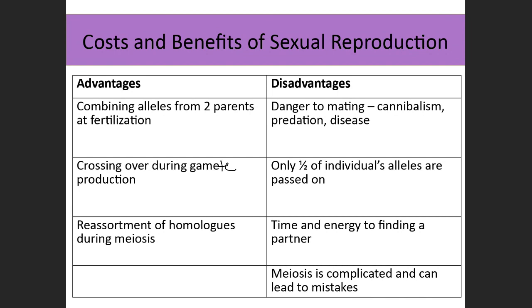Also, if you love your genes and your genes are awesome and you want to pass them on, why would you only pass on half of your genes, right? That's a negative. Wouldn't it be great if my kids had all my genes, right? That is the definition of success biologically, is passing on your genes. So it'd be better to pass on more. So obviously, there must be a real benefit to sex if the disadvantage is only passing on half.